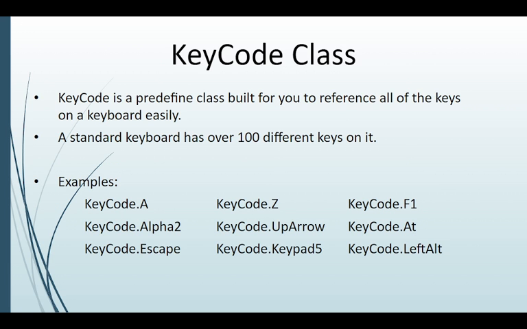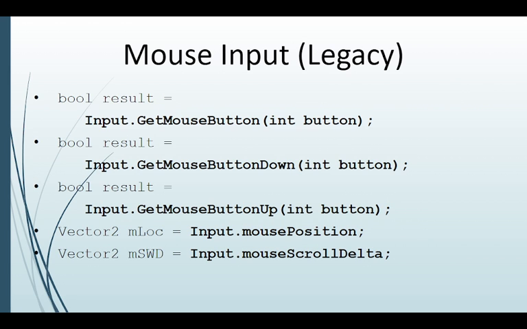Okay, go class. We just went over Z, up arrow, key 5. Cool. Now for input legacy, there is GetMouseButtonDown. It takes an integer, and we'll talk about what those integers are. But there's also the mouse position and the mouse scroll delta. These are Vector2s that you can get off the mouse. I'm showing you this because there's a lot of code out there that still uses this code.